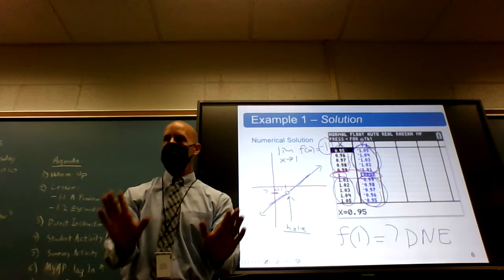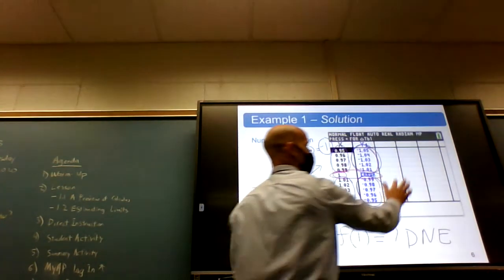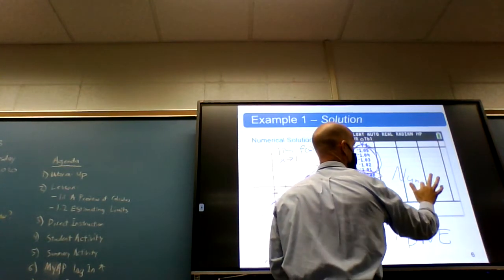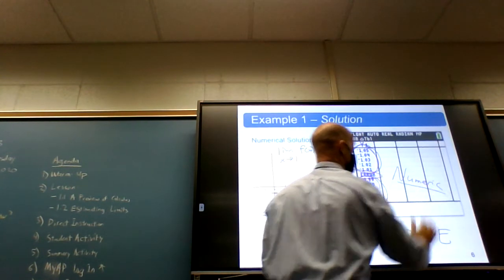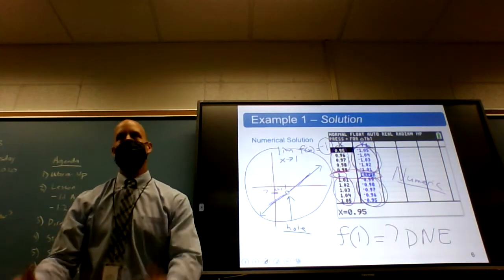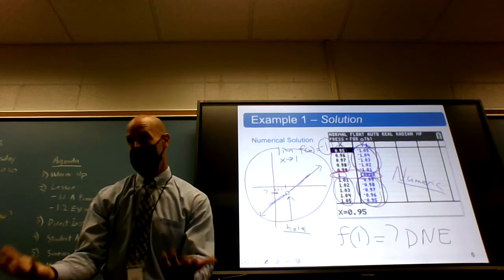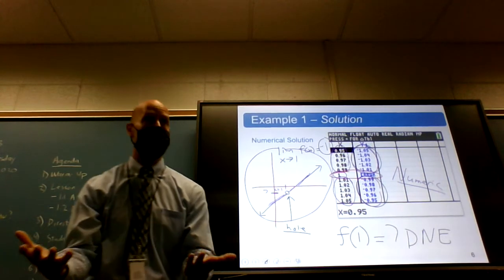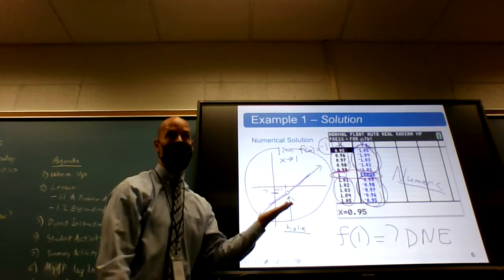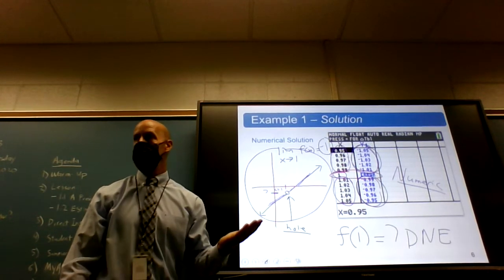Now let me make another quick distinction. This was the numeric method, right? What was it over here when I was just looking at the graph? That's the graph. That's the graphic method. On the AP exam and on my quizzes and tests, I might give you a picture like this and say, what's the limit as x goes to 1?